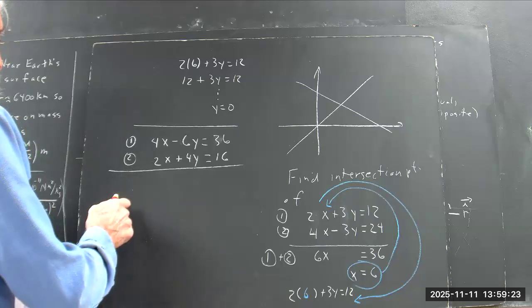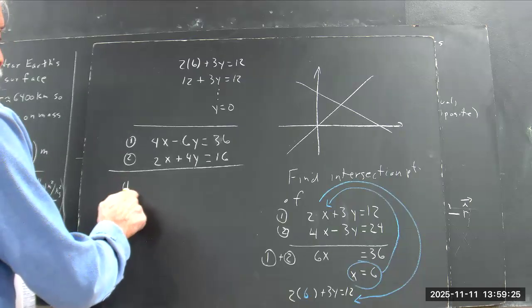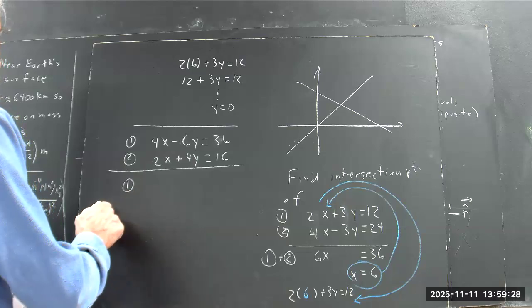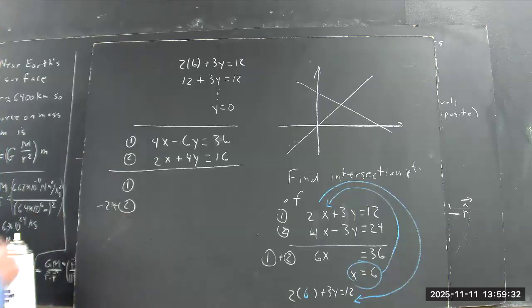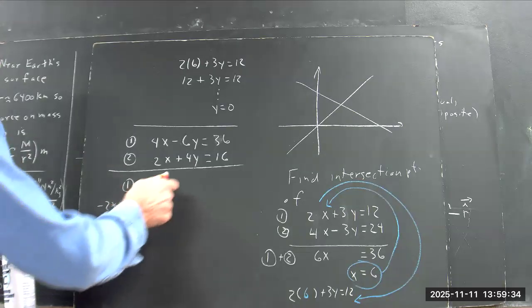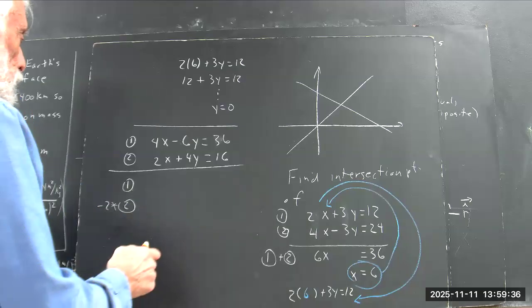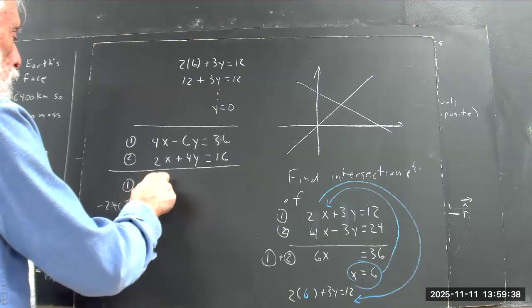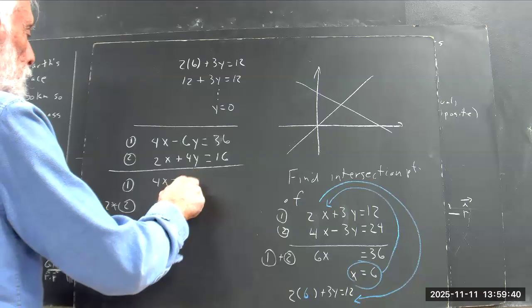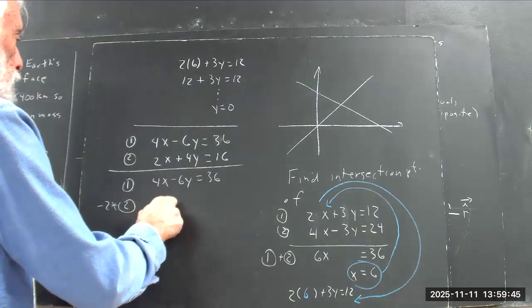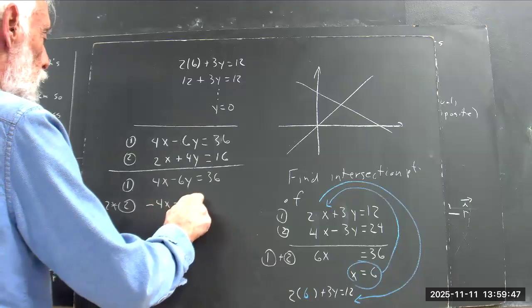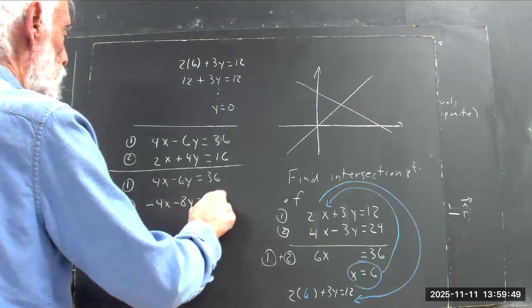If I write the system again, equation 1, but multiply equation 2 by -2, meaning I multiply both sides by -2, I get 4x minus 6y equals 36. And I get -4x minus 8y equals -32.